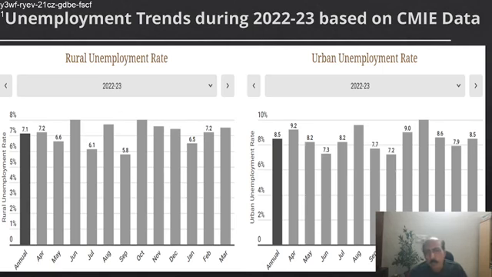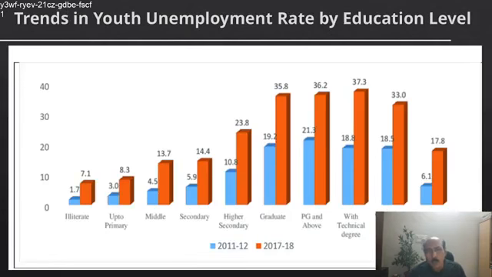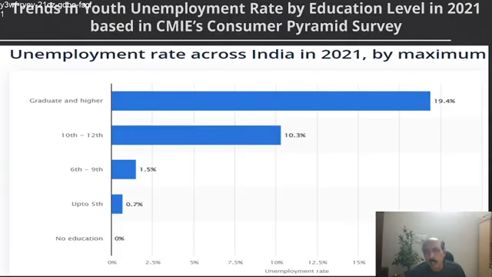So I have shown you the trend based on the PLFS data and the current year data using the CMIE data. Using the CMIE data, if you look at unemployment among the educated, we find that it is quite high and rising consistently after 11-12. The unemployment among the educated youth is rising. But again, here we have to qualify that this is based on the CMIE data. The trend is really similar to the data released by the PLFS. Only the extent of unemployment is different. PLFS is projecting 17-18% and CMIE is projecting around 30% unemployment rate among the educated people.